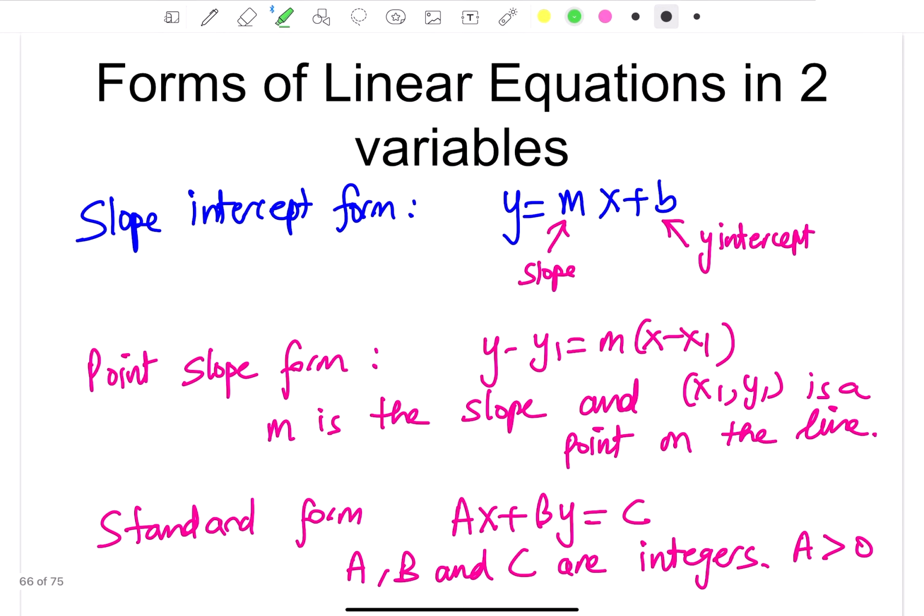A quick review: forms of linear equations in two variables. The slope-intercept form is y equals mx plus b, where m is the slope and b is the y-intercept. Point-slope form is y minus y1 equals m times x minus x1, where m is the slope of the line and (x1, y1) is a point on the line. Standard form is ax plus by equals c, where a, b, and c are integers, and a has to be greater than 0. Some textbooks require a to be greater than 0.